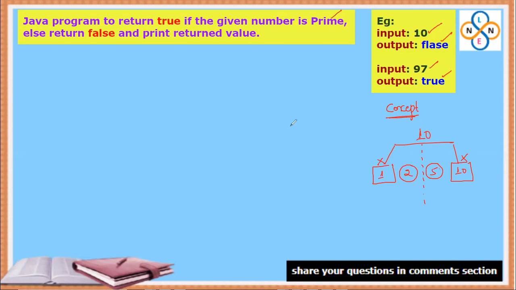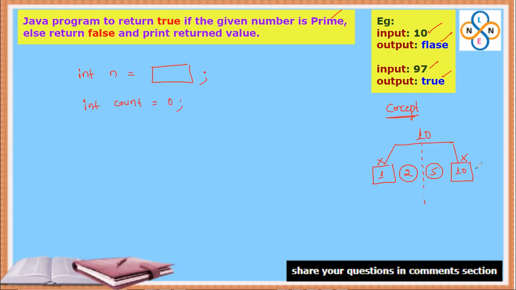So for the same thing, what is the Java code? First we need a number as input. So int n equals some input value. The value doesn't matter because logic will always depend on the variable name, not on the values. So once we have this number, to count the number of factors, I'm taking one more integer: int with the variable name count, initialized to 0.